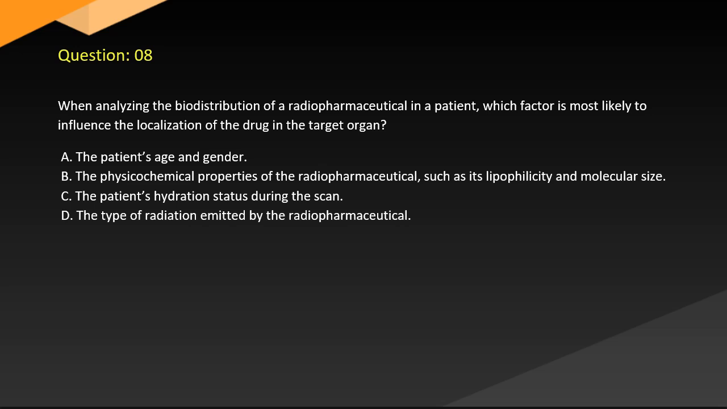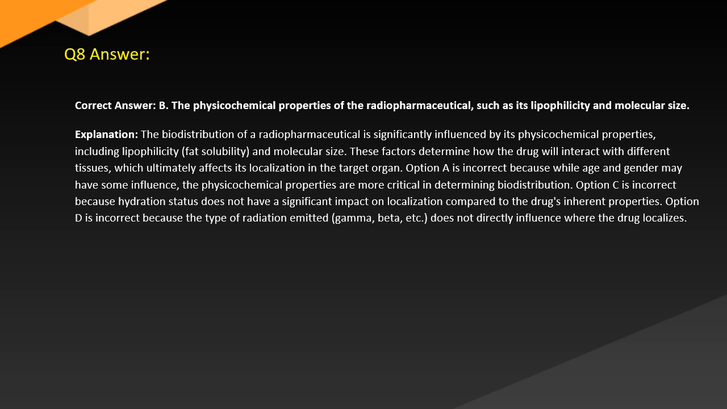Question 8. When analyzing the biodistribution of a radiopharmaceutical in a patient, which factor is most likely to influence the localization of the drug in the target organ? A. The patient's age and gender. B. The physicochemical properties of the radiopharmaceutical, such as its lipophilicity and molecular size. C. The patient's hydration status during the scan. D. The type of radiation emitted by the radiopharmaceutical. Answer. Correct answer: B. The physicochemical properties of the radiopharmaceutical, such as its lipophilicity and molecular size.